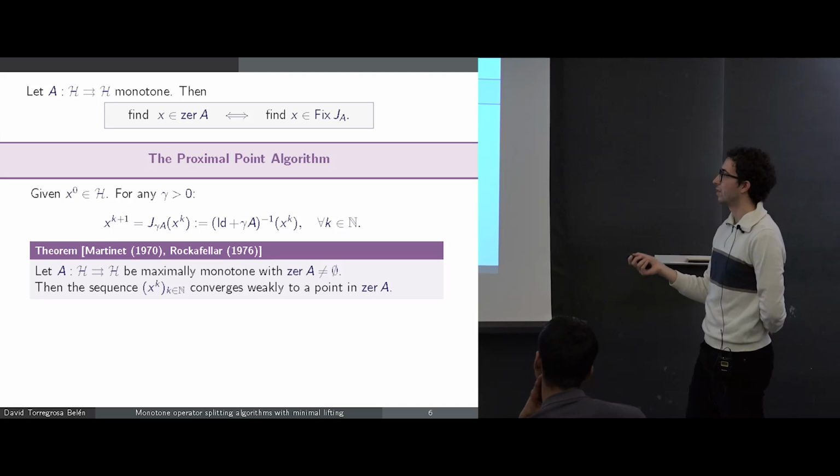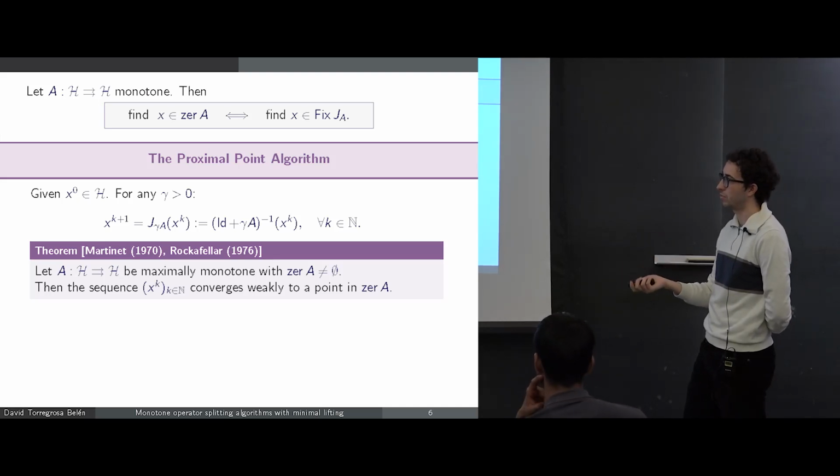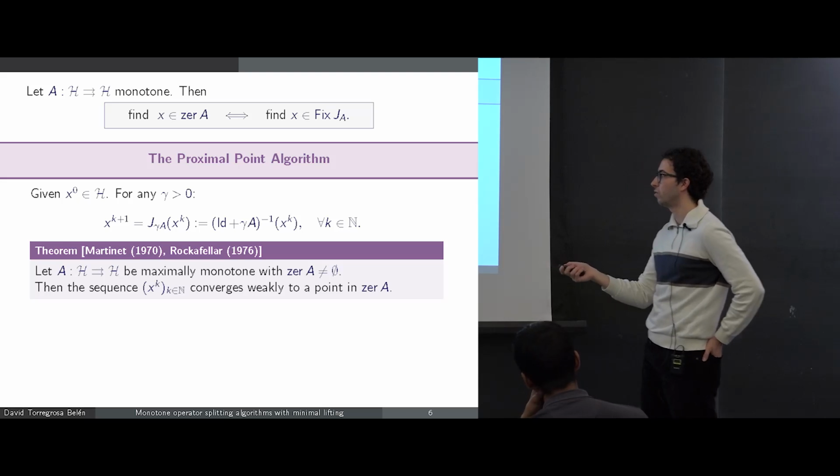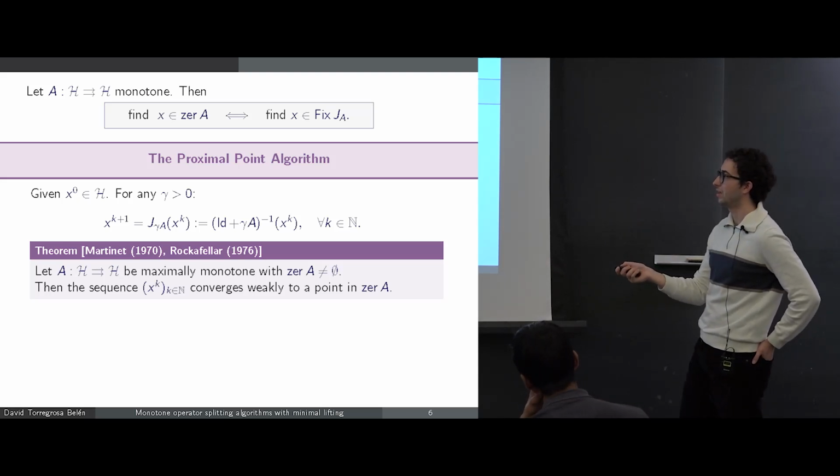Okay, so this algorithm was studied first by Martinet in the case of optimization, and then for monotone operators by Rockafellar, and the convergence result says the following. If the operator A is maximally monotone, you need maximally here, and the set of zeros of A is non-empty.